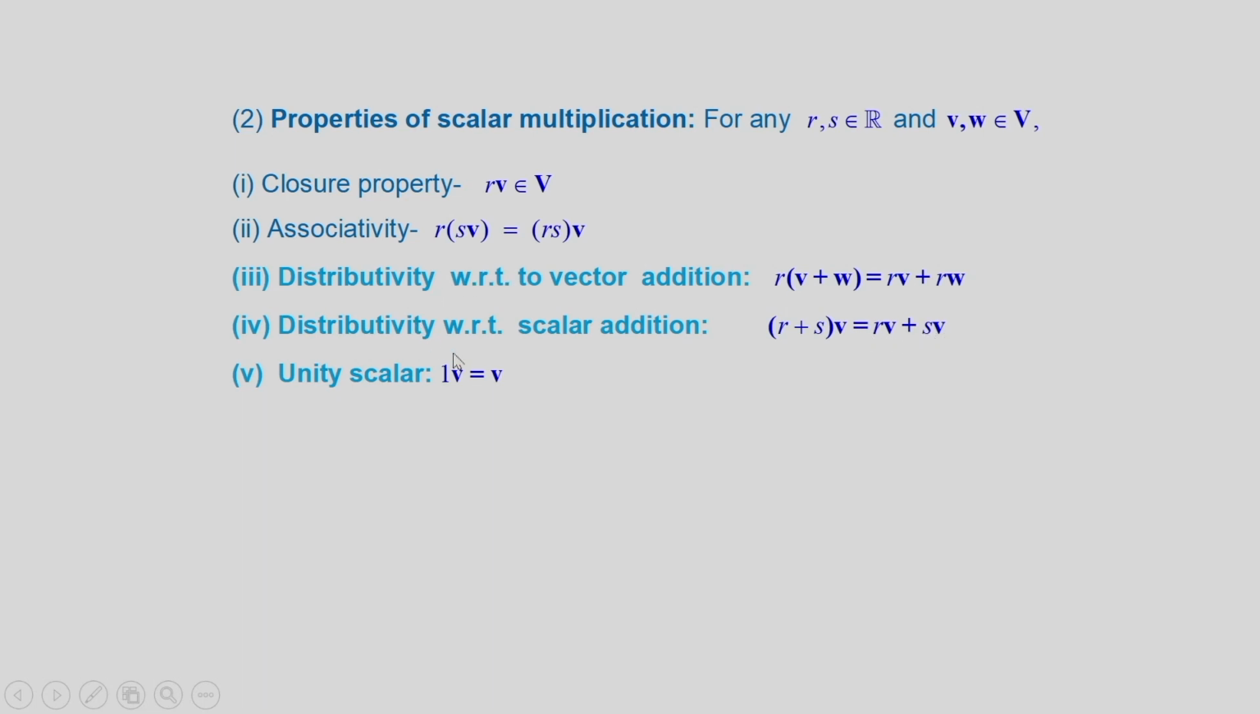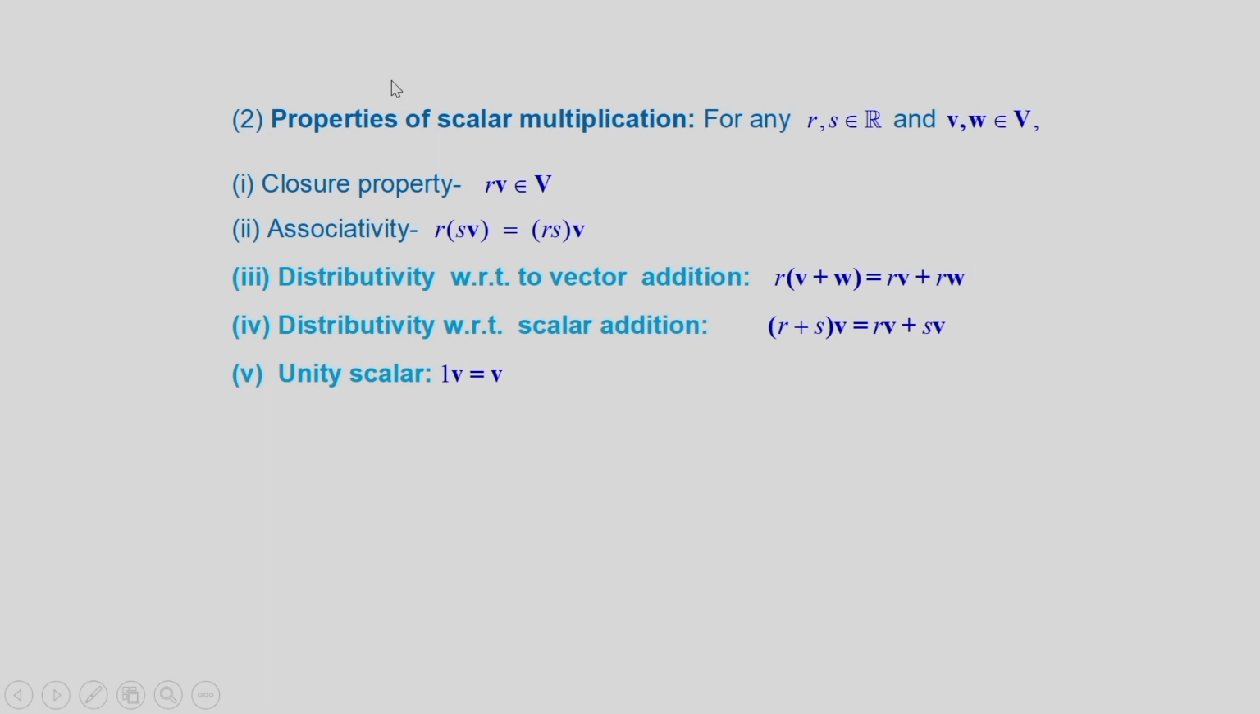So, distributivity with respect to scalar addition. If we add two scalars, (r plus s) times v will be the same as rv plus sv. So this is the distribution with respect to scalar addition. And also we have the unity scalar, 1 times v is equal to v.